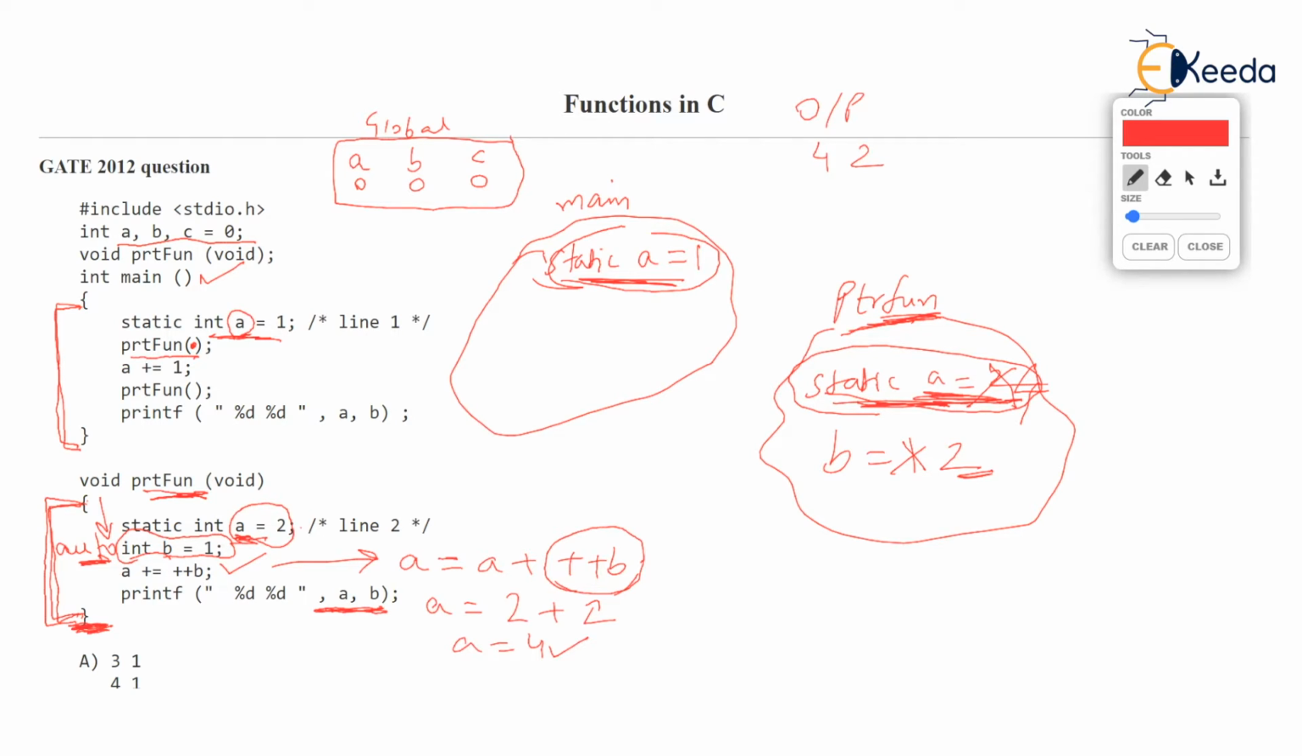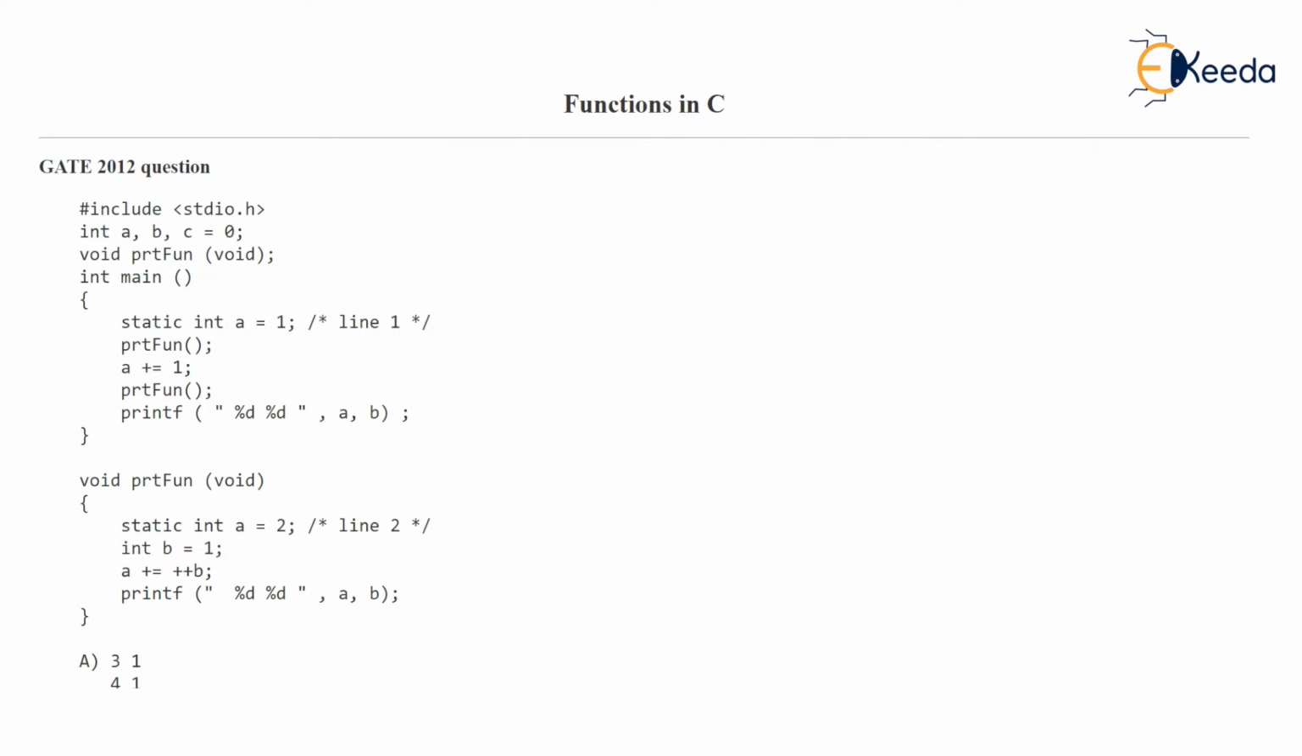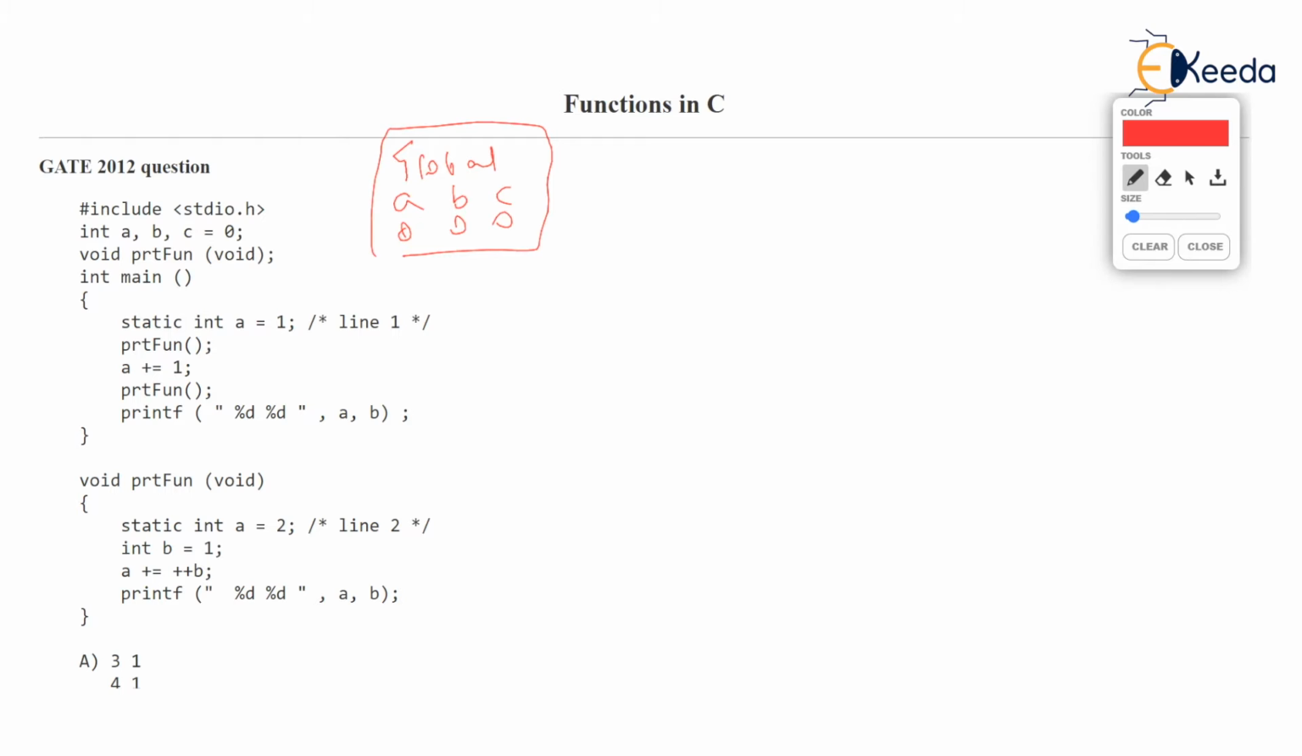All right, it is better to clean the slate now. I'll better clean the slate. I don't mind drawing this again. So what are we having? Hope we have not forgotten the values. Global A, B, C, all of them are 0. Okay. We had main, and in main we had static A = 1. This one, static A = 1.